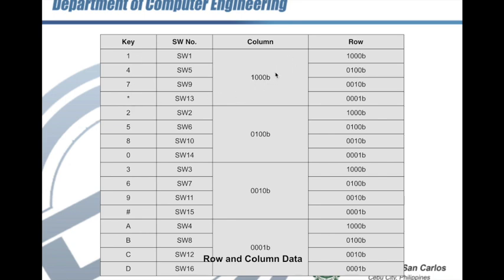Keys 1, 4, 7, and asterisk share the same column, but they have a different row. Keys 2, 5, 8, and 0 also share the same column, as do 3, 6, 9, and the pound sign, and A, B, C, and D. So they just differ in the row. To identify which key is being pressed, all you have to do is correspond the column and the row data, and then you will find out which key is being pressed.